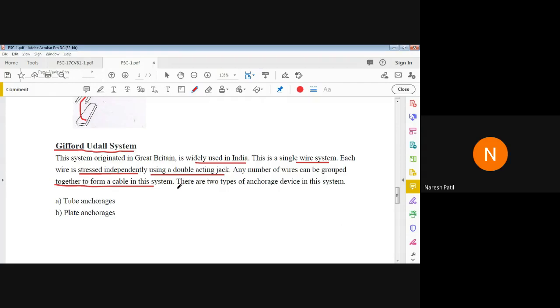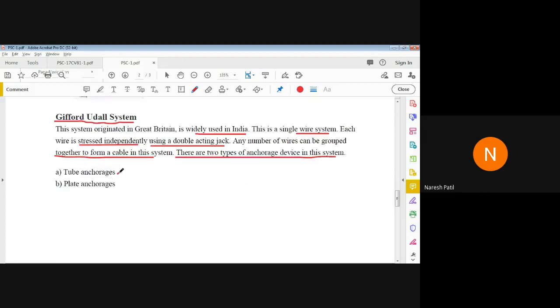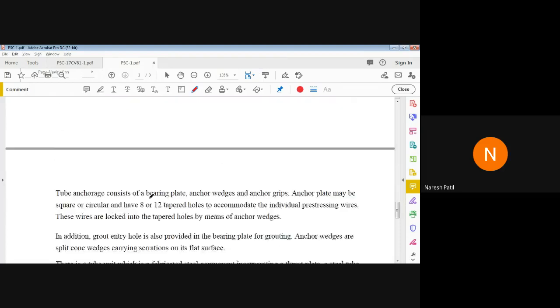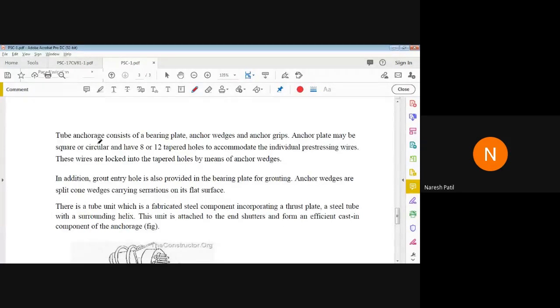Then there are 2 types of anchorage devices used in this system. One we have the tube system, then we have plate anchorage. We'll discuss one by one. Tube anchorage consists of bearing plate, anchorage wedge, anchorage grips. Anchor plate may be square or circular and have 8 or 12 tapered holes to accommodate individual pre-stretching wires. These wires are locked into the tapered holes by means of anchorage wedge.